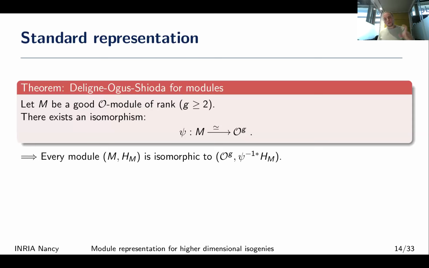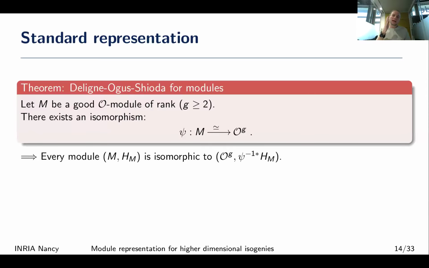Here, before moving on, just a quick remark. This means that if you give me a Hermitian module, so a module together with this weird scalar product, then it will be isomorphic to another Hermitian module where the module M will be precisely O to the G. We can in fact just pull back the Hermitian form that we have on M.